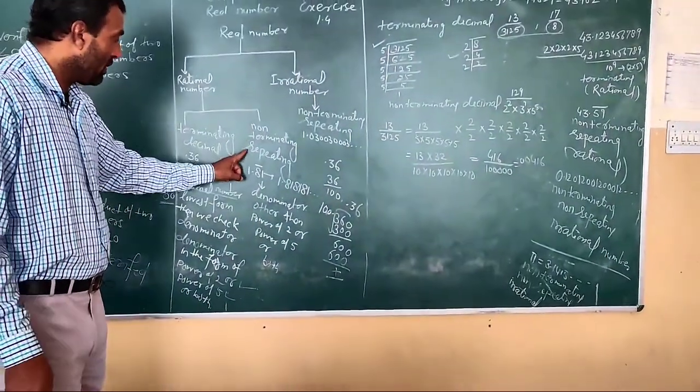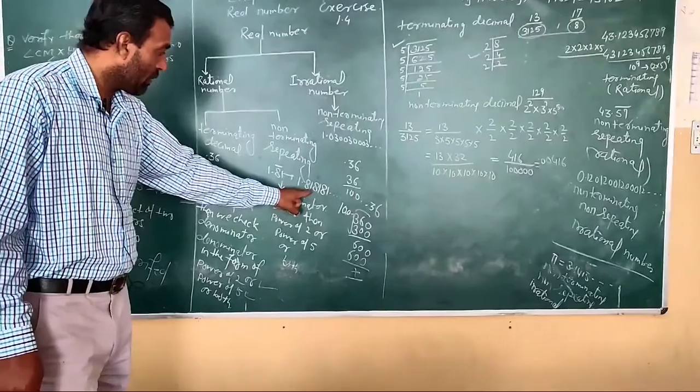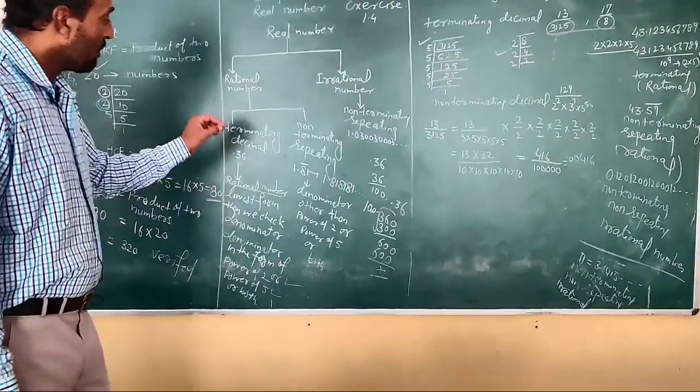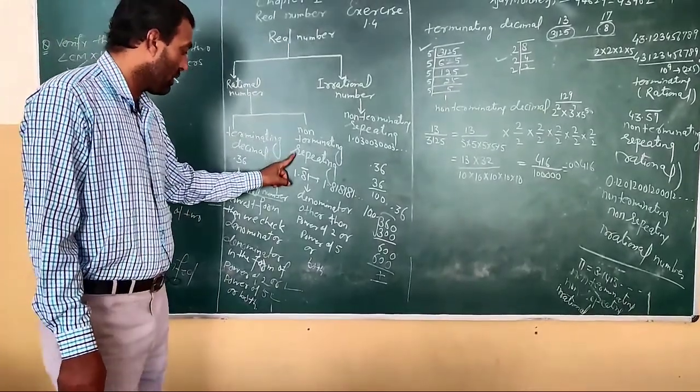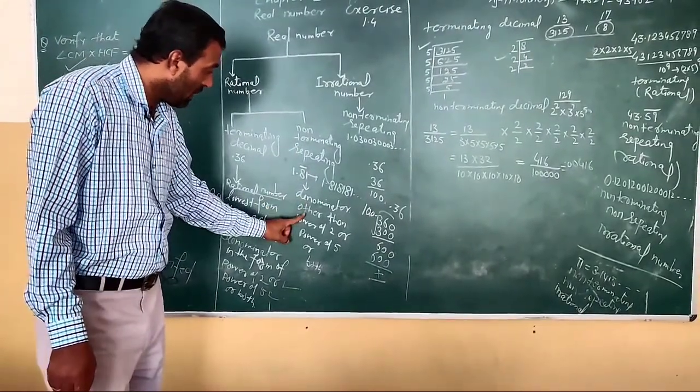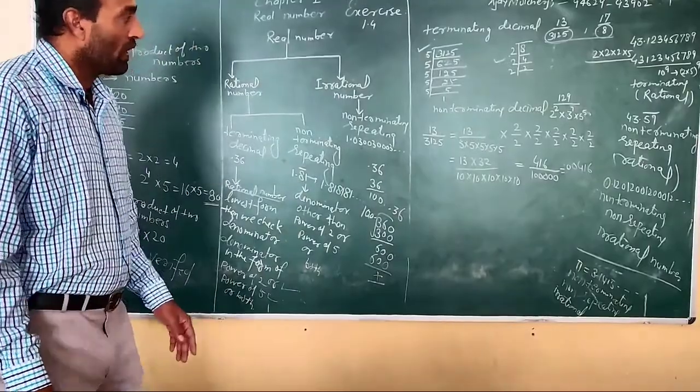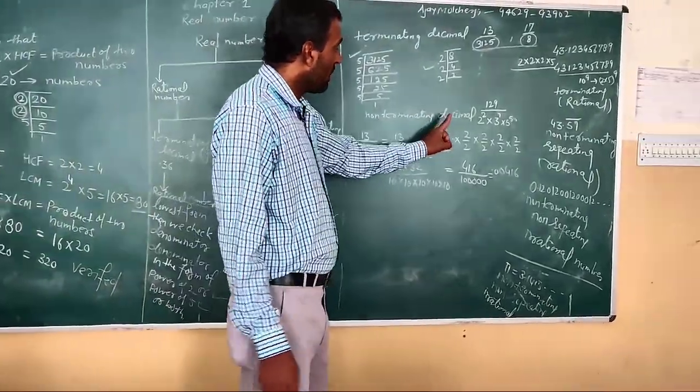Same as non-terminating repeating, means 1.818181. After the decimal, digits are repeated again and again, then it is called non-terminating repeating. And the denominator is other than a power of 2 or 5. Look at this, non-terminating decimal.